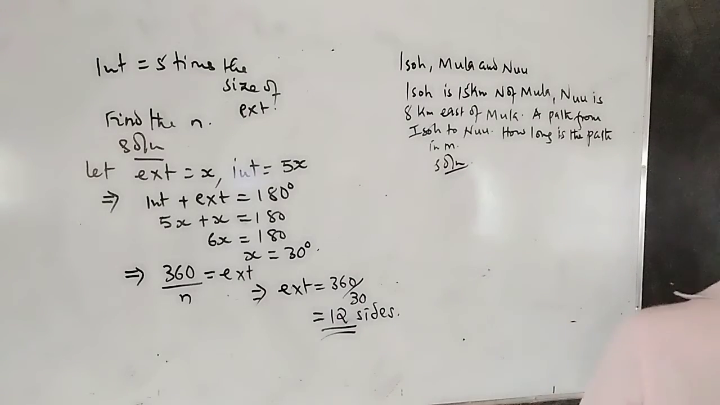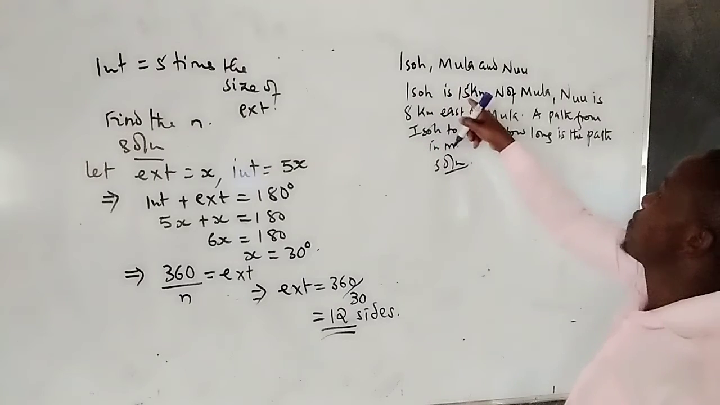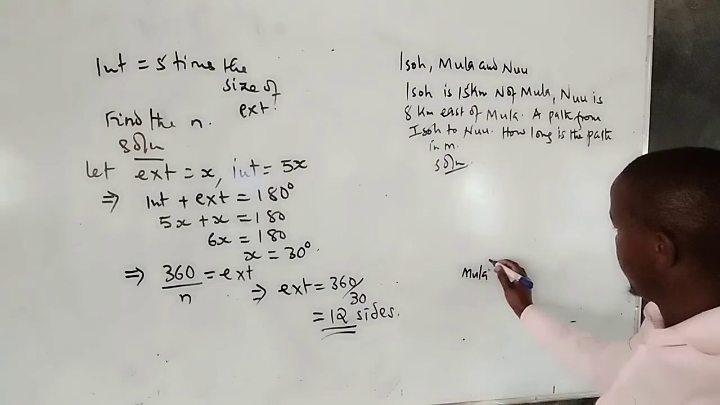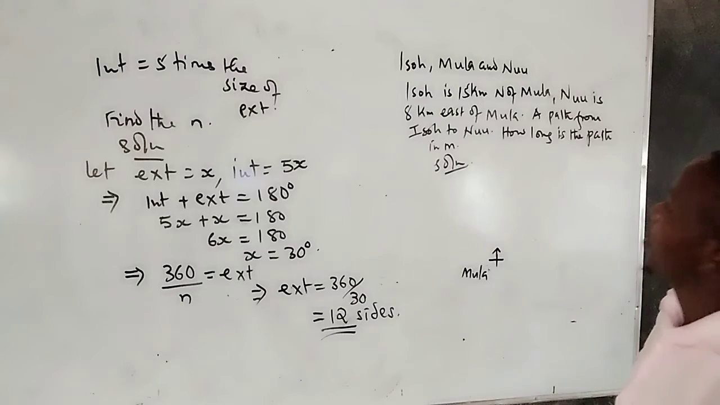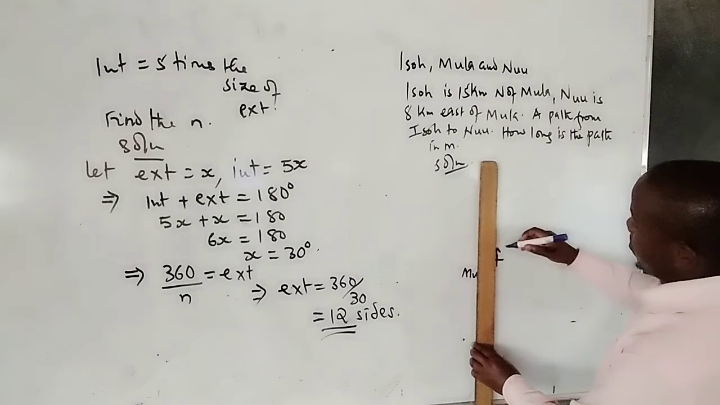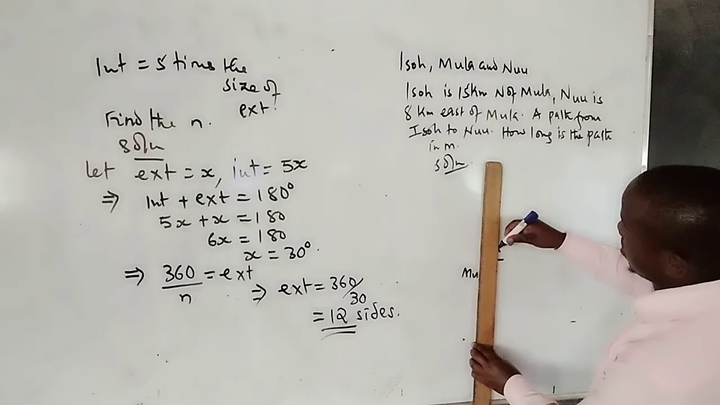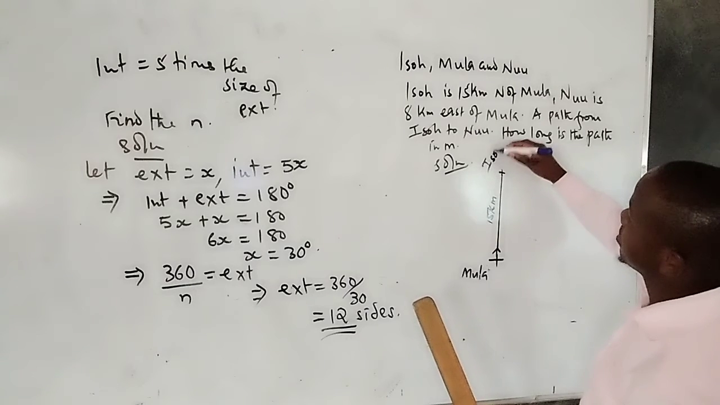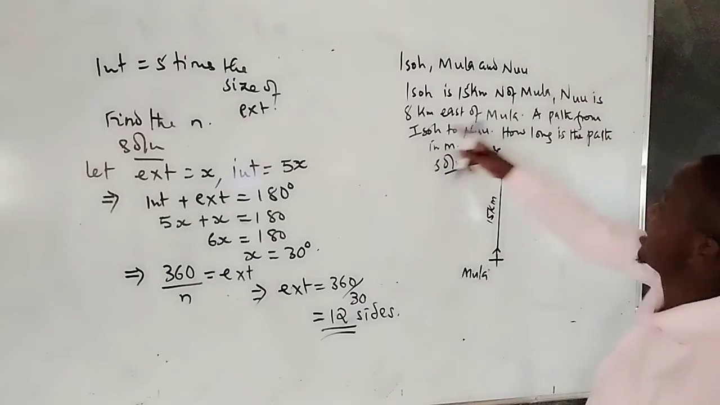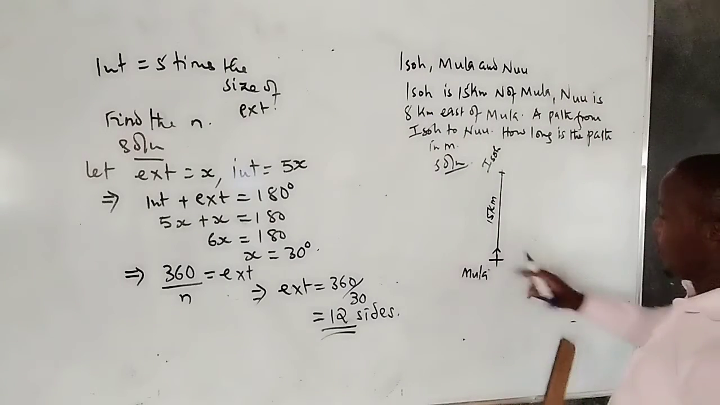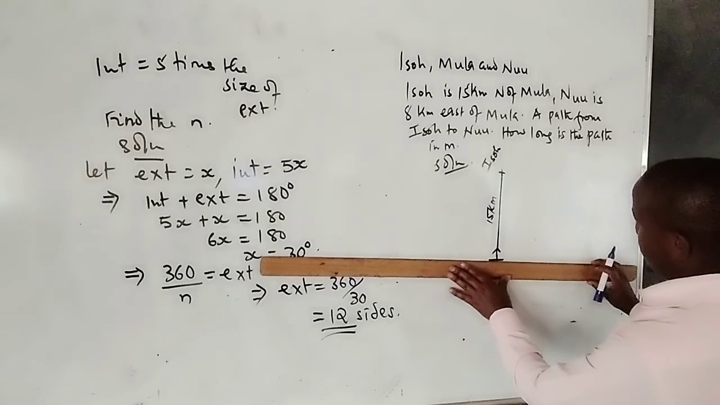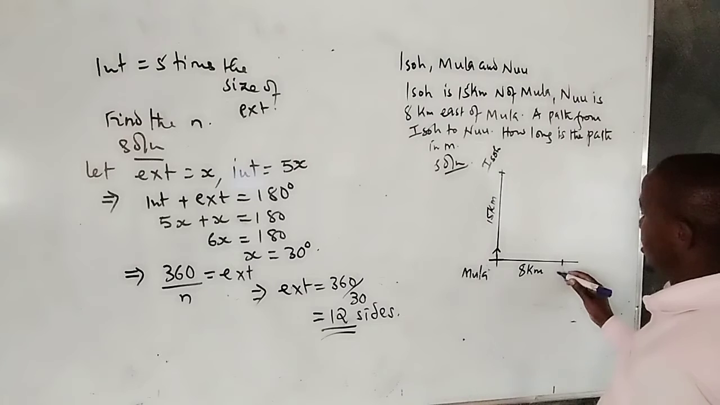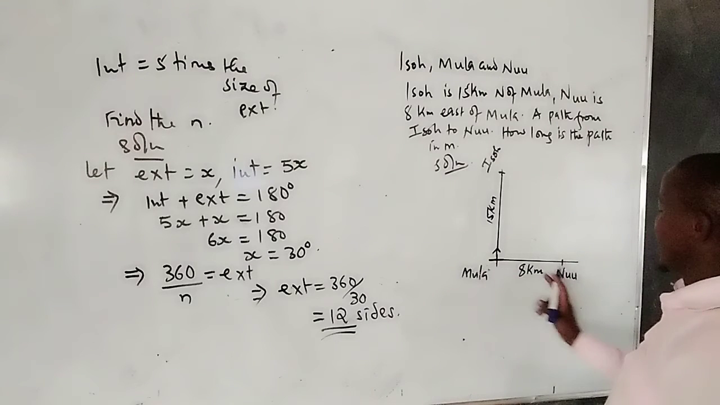The first thing we do is to sketch this information. Iso is 15 kilometers north of Mola. So if we have Mola here, and we draw a canvas here, from where Mola is, Iso is 15 kilometers north. Then Nu is 8 kilometers east of Mola. So from Mola again, eastwards, 8 kilometers, we will get Nu.